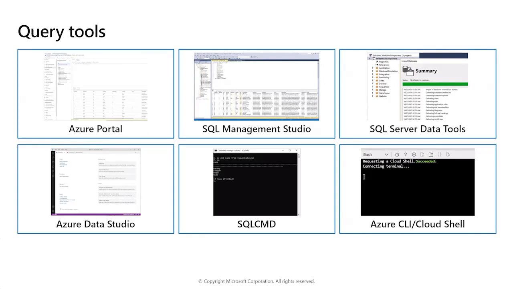Now, the SQL CMD or the SQL command line utility can be run from your command line, and it's also available from the Azure Cloud Shell. So you specify the parameters to identify the server that you want to connect to alongside with the credentials, and then simply after that, you can start executing your SQL queries through the SQL command line as you would in any of the other tools.